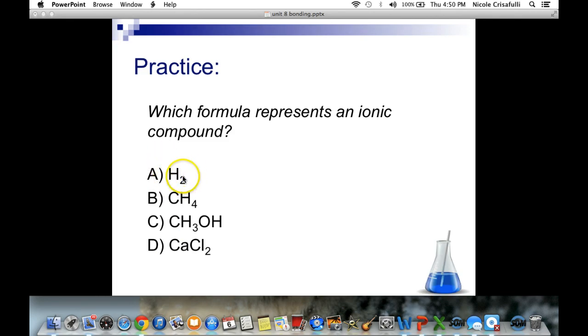So when we look at A, it is two nonmetals. Remember, hydrogen's a nonmetal, so that can't be it. CH4 is also two nonmetals, so that can't be it. CH3OH is all nonmetals again, so that can't be it. So your answer is D. Calcium, Ca, is a metal. Chlorine, Cl, is a nonmetal. So that would be your correct answer for this practice problem.